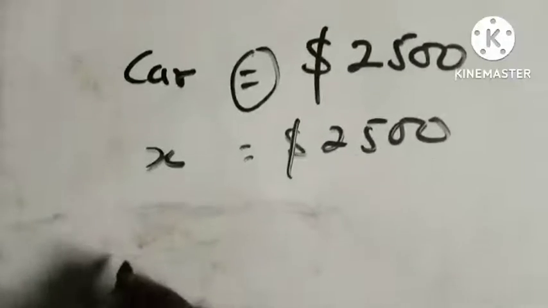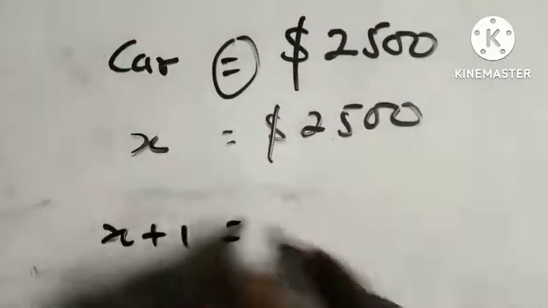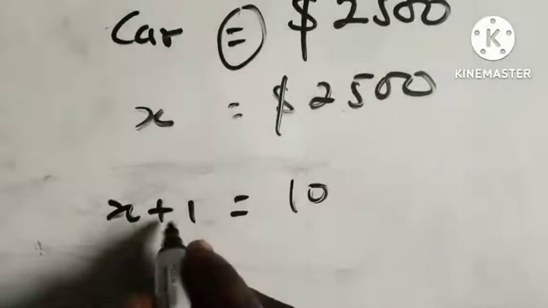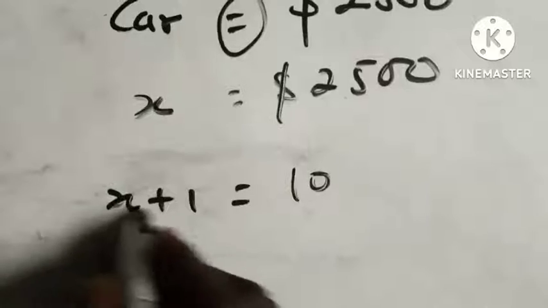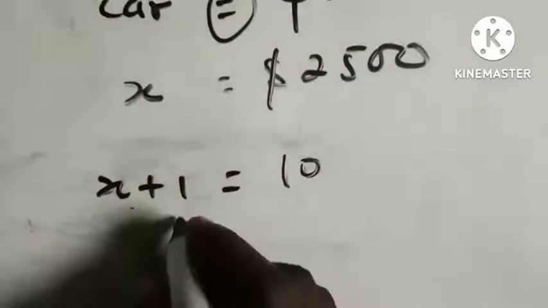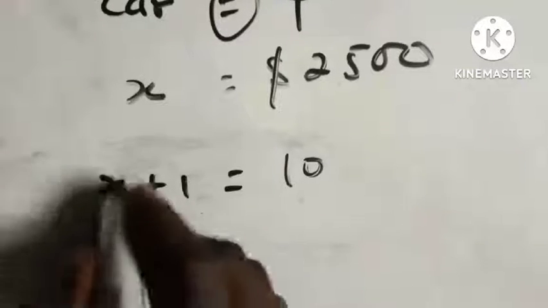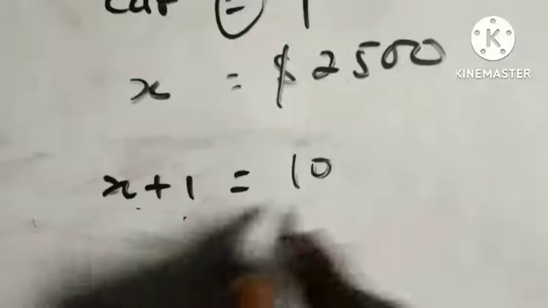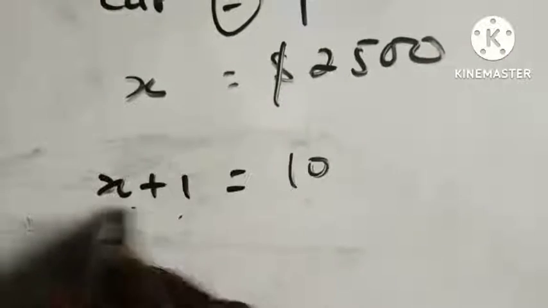Now, what happens if you say that x plus 1 is equal to, let's say, 10? It means that you know the price of one item. Assume you want to buy two different items here. So now the price of one item is just $1, which we know, but we don't know the price of the other one. All that we know is that if you sum the two, you are going to have $10. So you have to calculate this one.